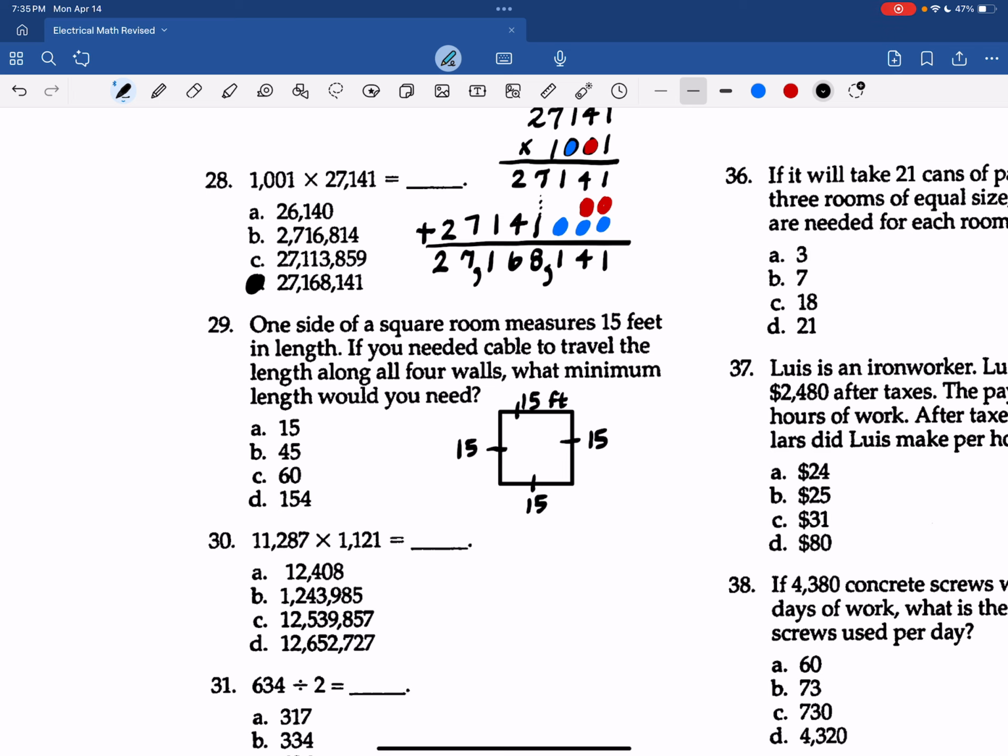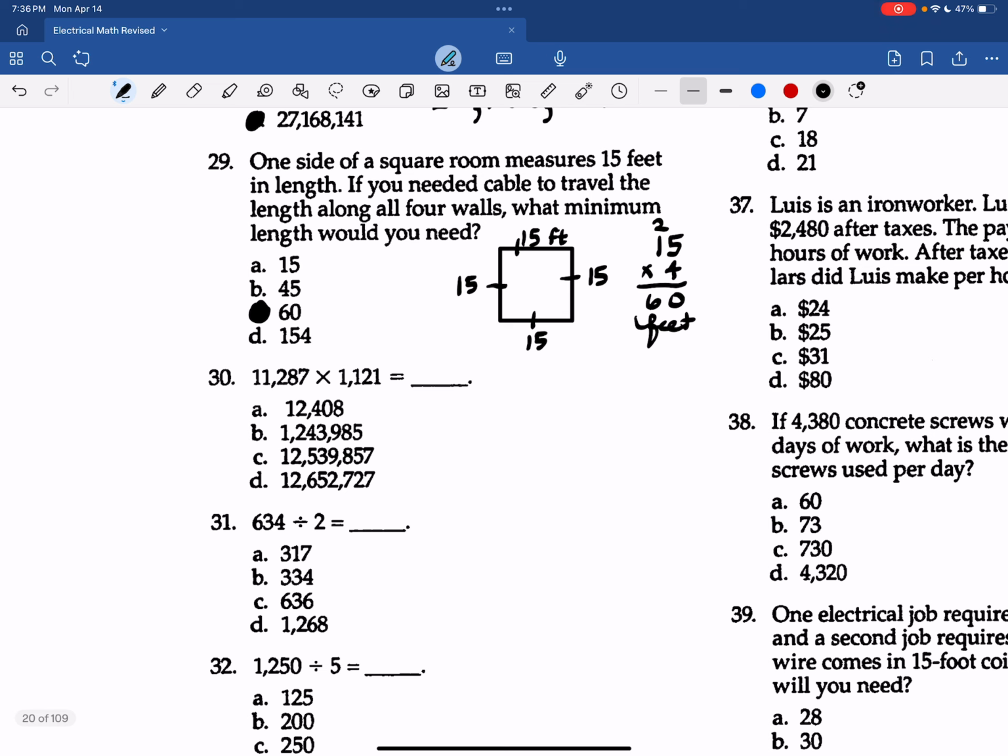If you needed cable to travel the length along all 4 walls, what minimum length would you need? Well, one wall is 15 feet. There are 4 of them, so I'm going to multiply to find this. I would need 60 feet minimum. That's with absolutely no waste. For me, I would probably need the 154. The minimum is 60.